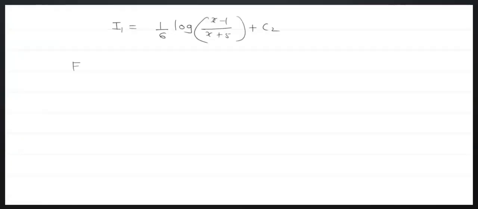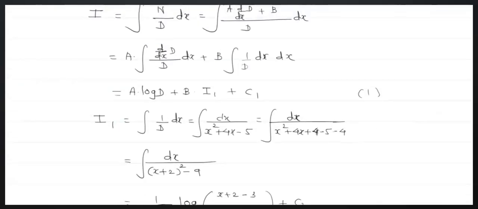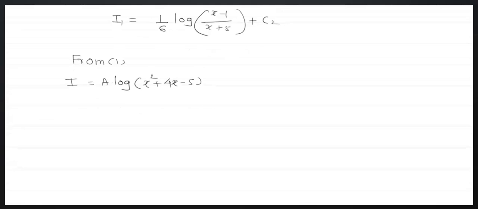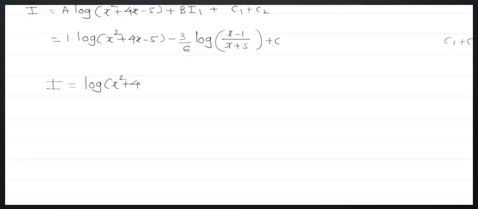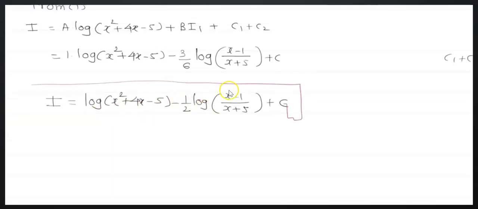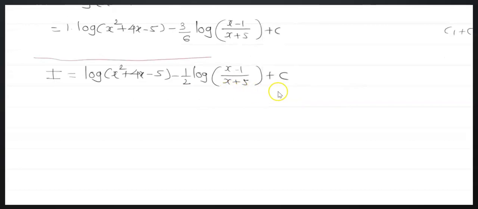I1 is equals to 1 upon 6 log of x minus 1 upon x plus 5 plus c2. Therefore, from 1, I is equals to a into log of x square plus 4x minus 5 minus 3 by 6 log of x minus 1 upon x plus 5 plus c. Therefore, I is equals to, this is the final answer, log of x square plus 4x minus 5 minus 1 upon 2 log of x minus 1 upon x plus 5 plus c.